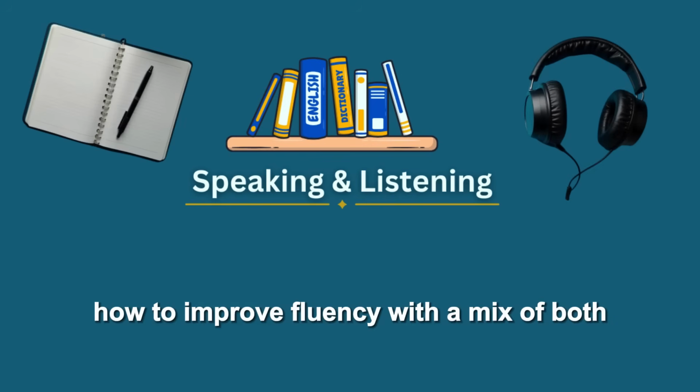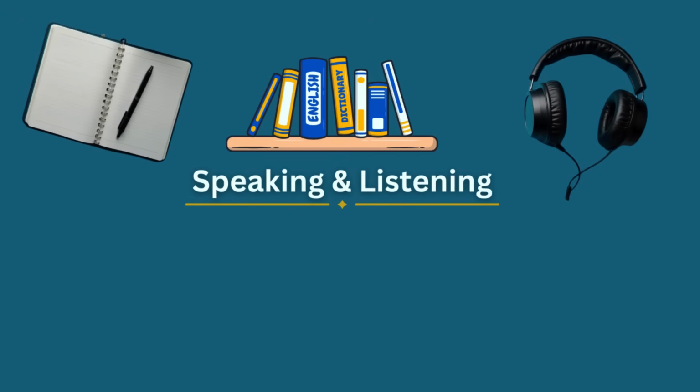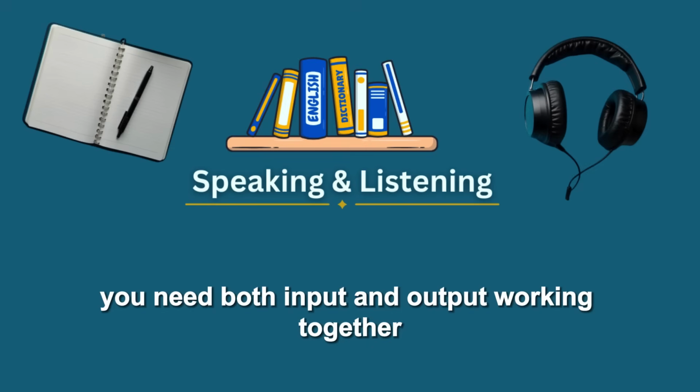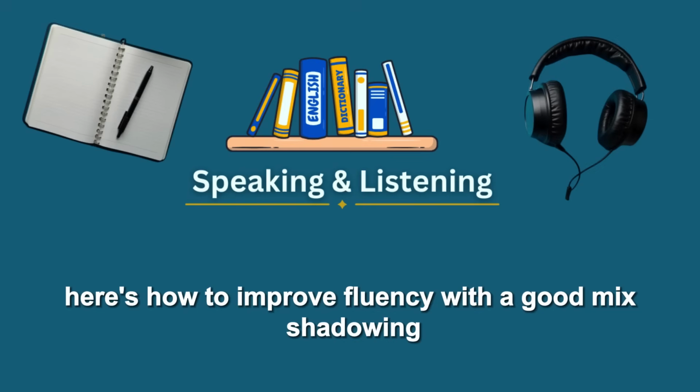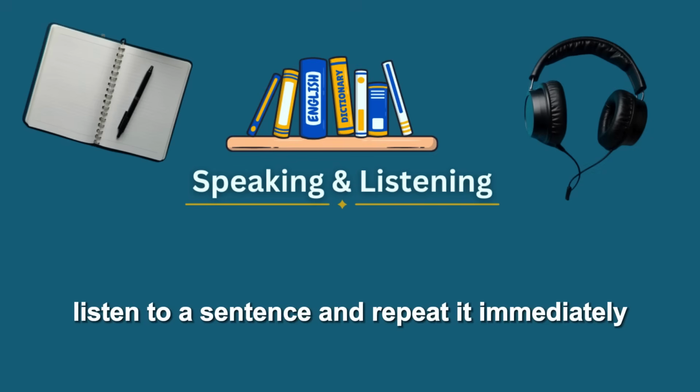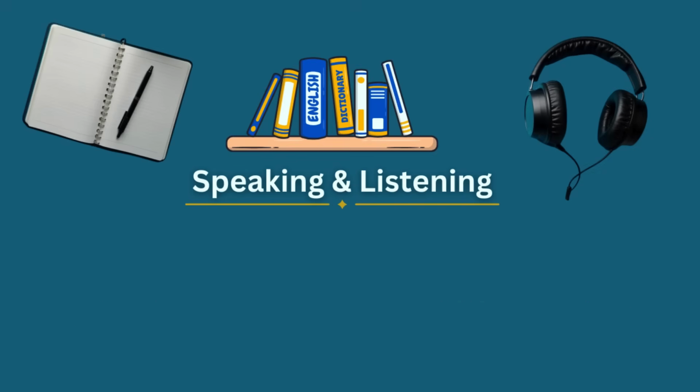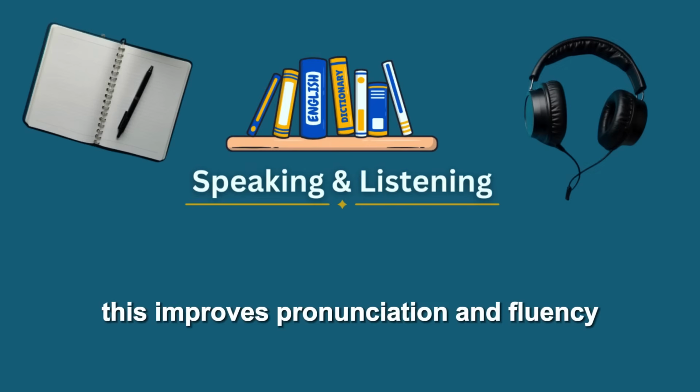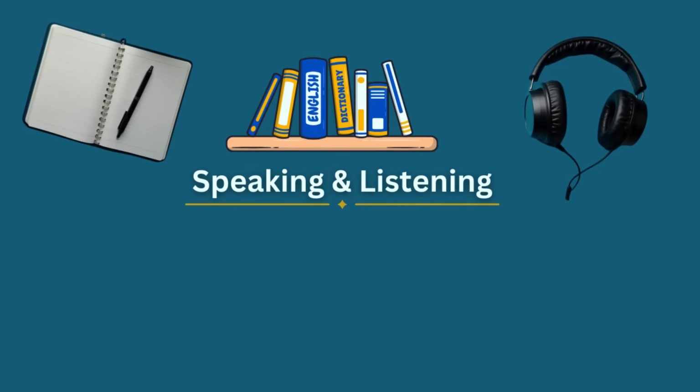How to improve fluency with a mix of both. To speak fluently, you need both input and output working together. Here's how to improve fluency with a good mix. Shadowing. Listen to a sentence and repeat it immediately. This improves pronunciation and fluency. Speaking after reading.